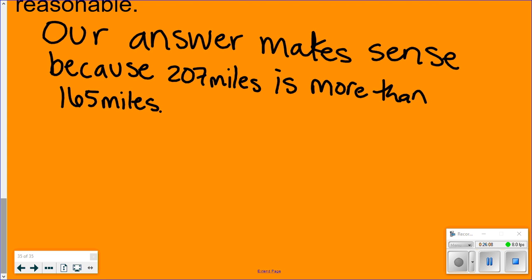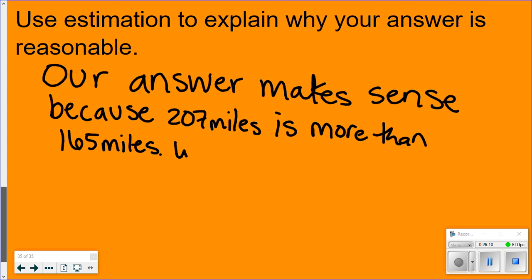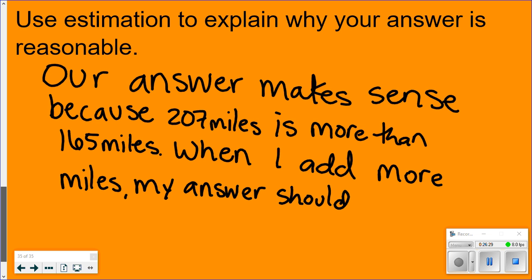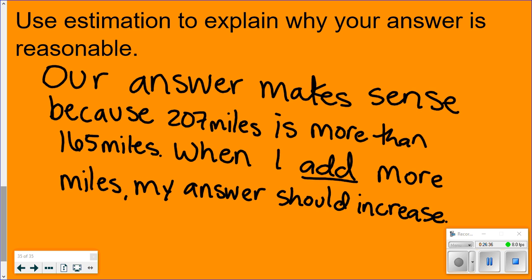Whoa, sorry, I didn't mean for that to go shooting up. When I add more miles, my answer should, I love that vocabulary, should increase, not decrease, because I'm adding, not subtracting, not doing any other weird things.